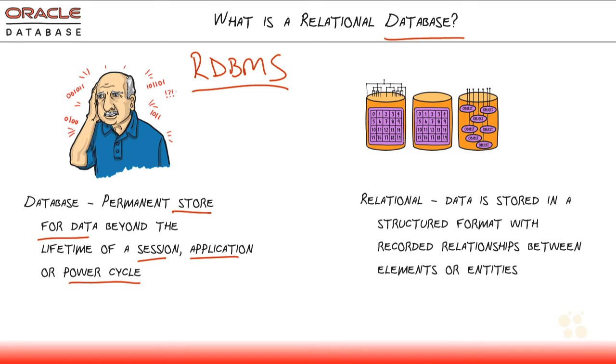Now, the relational part is a little more complicated, and that's where actually the trickiness comes in. A relational database, and this is just a loose colloquial definition, is data stored in a structured format with recorded relationships between the elements or entities. That's a little more difficult to explain or understand, but the idea here is that your data is stored in a highly structured format and it relates to one another.